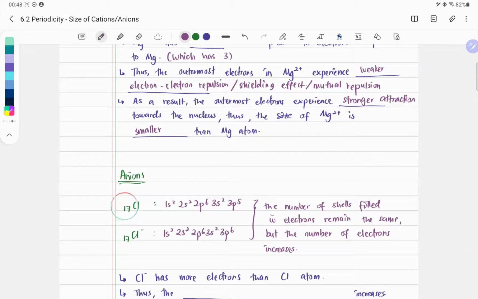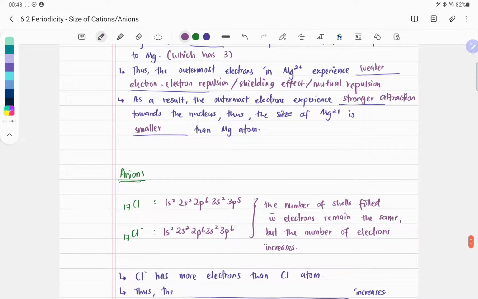So here I take one example which is the chlorine atom. So the proton number is 17. So the electronic configuration is 1s2, 2s2, 2p6, 3s2, 3p5. Manakala Cl- pula, the electronic configuration is 1s2, 2s2, 2p6, 3s2, 3p6. Then here, the number of shells filled with electrons remains the same, but the number of electrons increases. Kita kena ingat, you have to recap back, okay?